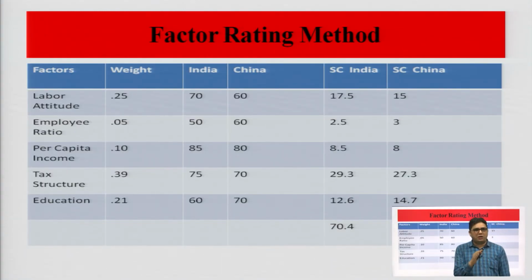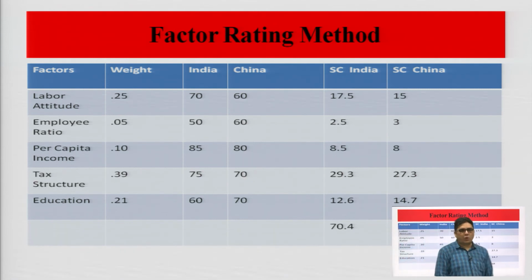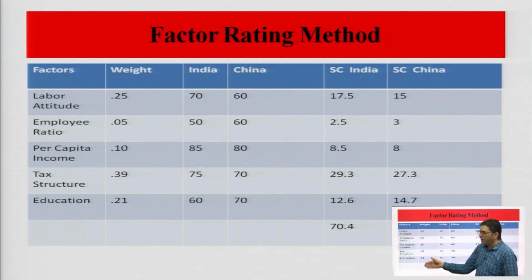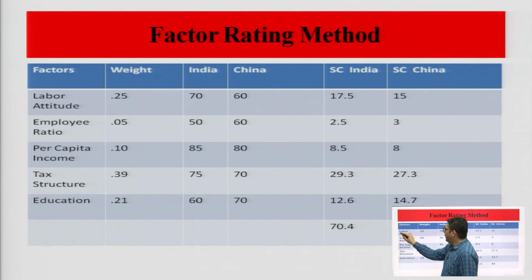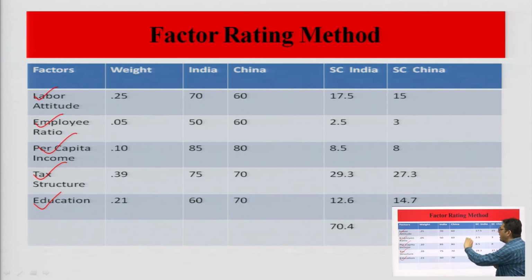Now, when we search for a new location, there are 2-3 techniques that we can adopt. The first is the factor rating method. What is it? We will pick certain factors, as I have taken: labor attitude, how labor is for the work, either they think positive or negative, employee ratio, per capita income, tax structure and education. These are the factors. Against these factors, I am rating India and China.